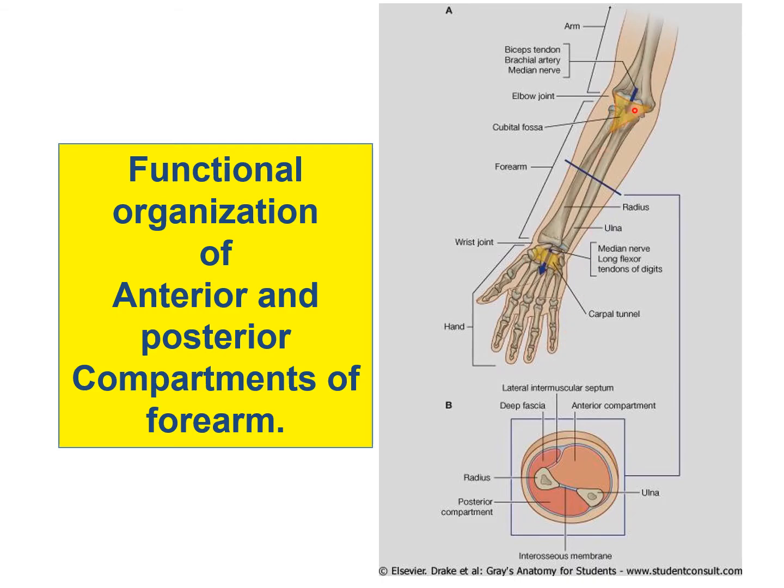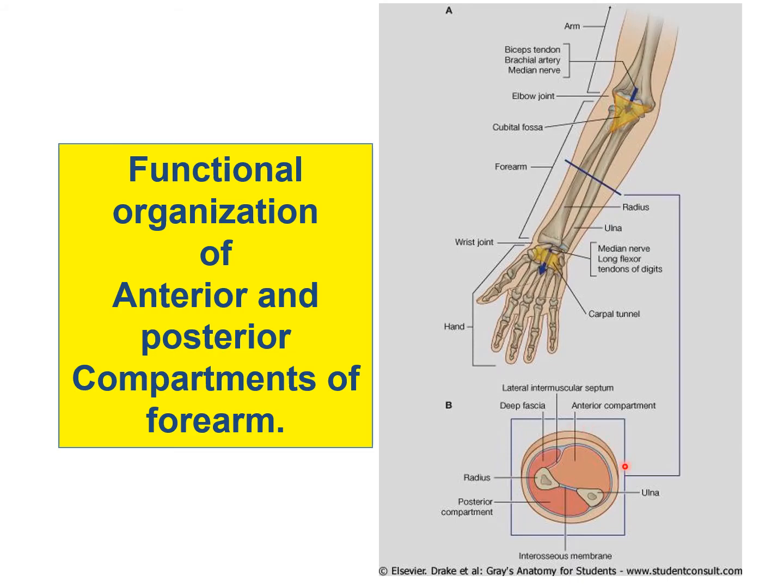Our forearm is between the elbow joint and the wrist joint. That area is known as the forearm, and it is also known as the antebrachium. Arm is known as brachium and forearm is known as antebrachium. Between the elbow and the wrist there are two bones in this region, radius and ulna. Already we have discussed that the radius is the lateral bone and the ulna is the medial bone of the forearm.